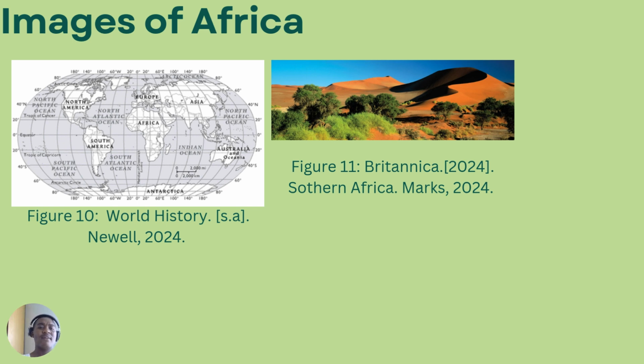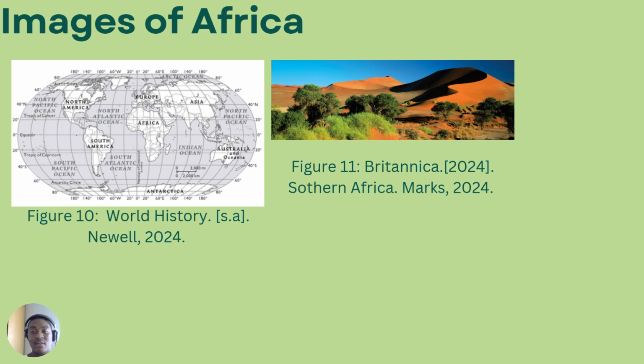Then lastly, we have images of South Africa. As you can see in figure 10, we have a world globe that has grid lines on it. Grid lines are used to give directions when you can't find the exact direction or coordinates. So for example, let's look at South America. South America is at 20 degrees east and 160 degrees west. That's how we read grid lines, same as we do in maths when we locate coordinates.